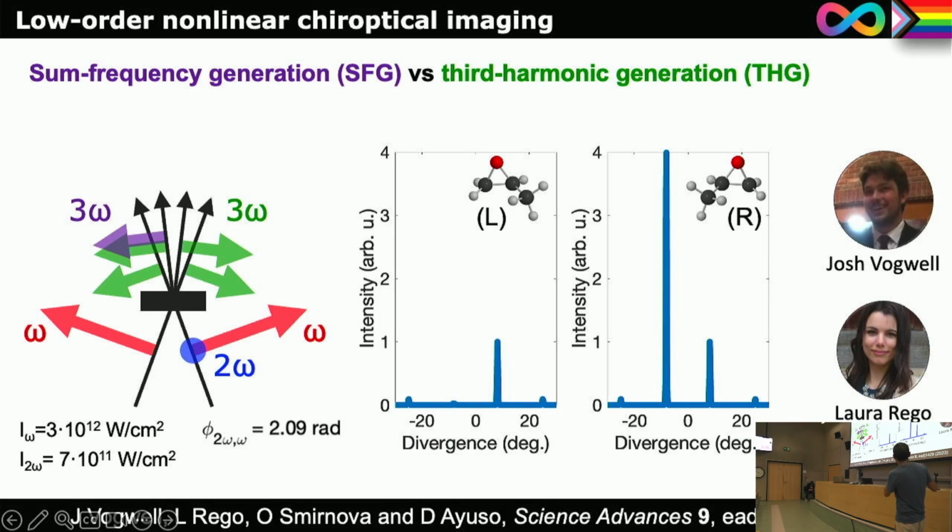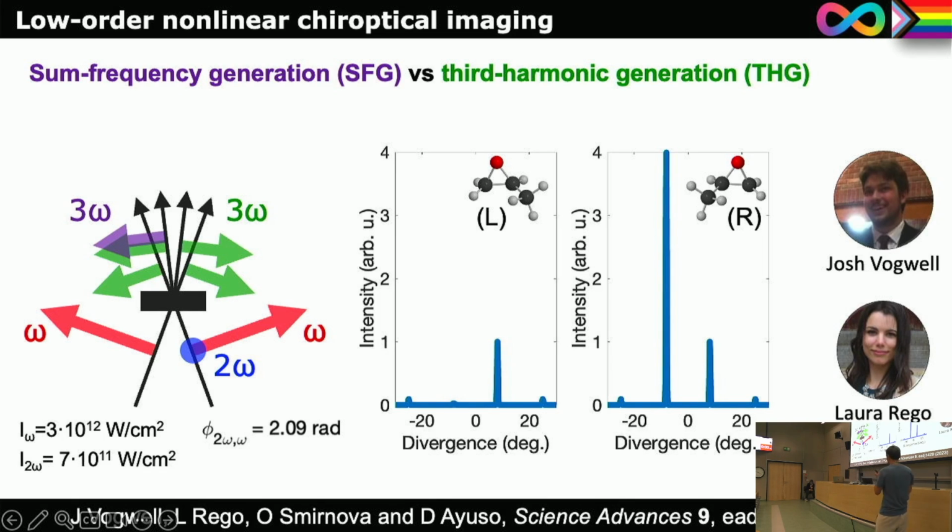And Jos and Laura did numerical simulations to show this effect, and this is the result. So this is the intensity of nonlinear emission in the far field as a function of the emission angle, and we see the 4 peaks that we already anticipated. And what's important is that this peak is very enantiosensitive. You get strong emission in the right-handed molecule, no emission in the left-handed molecule.